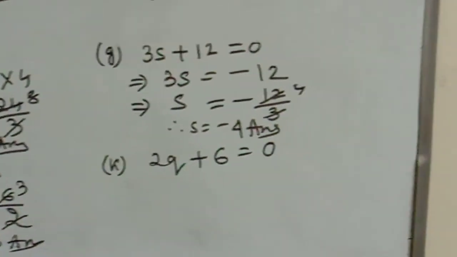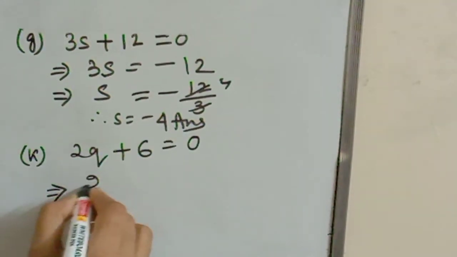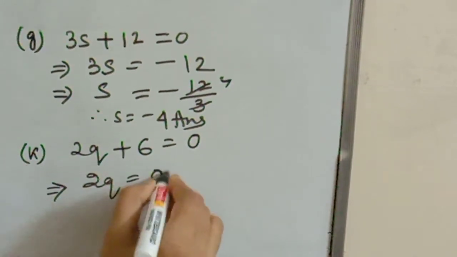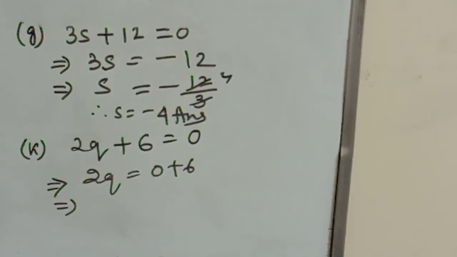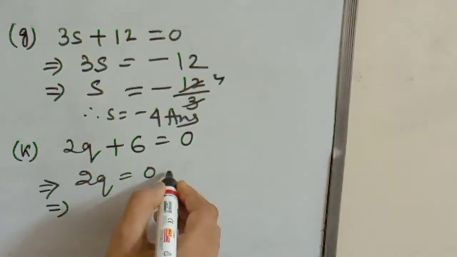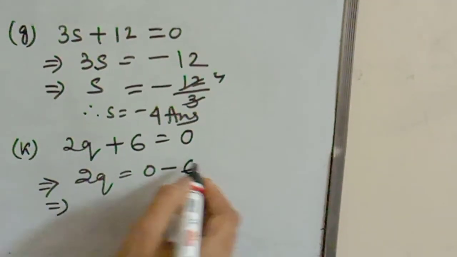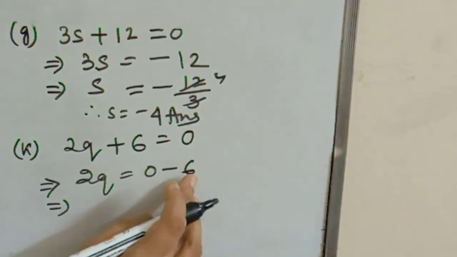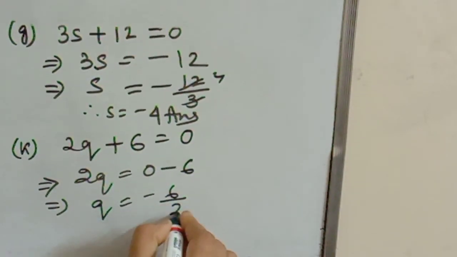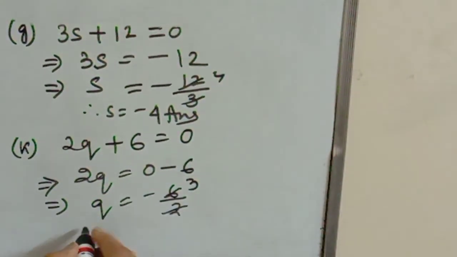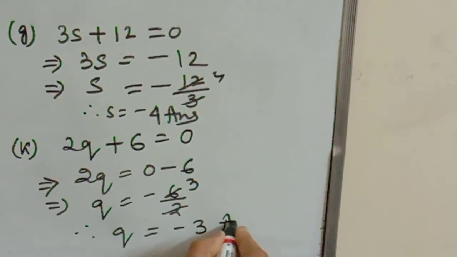The last sum of this exercise we are doing here, k. 2q plus 6 is equal to 0, it will be minus 6. 2q is equal to 0 minus 6, plus 6 is going to the right side and it will be minus 6. So q is equal to minus 6 by 2, 3. Therefore, q is equal to minus 3.